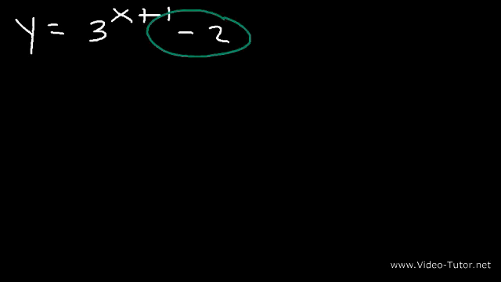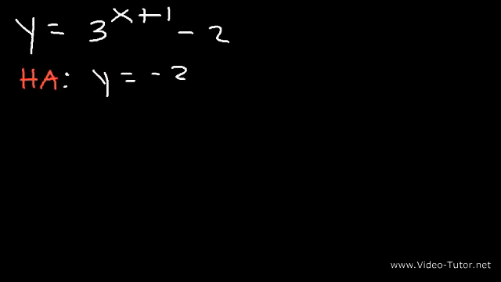Let's try another example. Let's say that y is equal to 3 to the x plus 1, minus 2. So the minus 2 tells you that the graph has been shifted down 2 units. So the horizontal asymptote is y is equal to negative 2. Now, x plus 1, that tells you that the graph has been shifted 1 unit to the left.